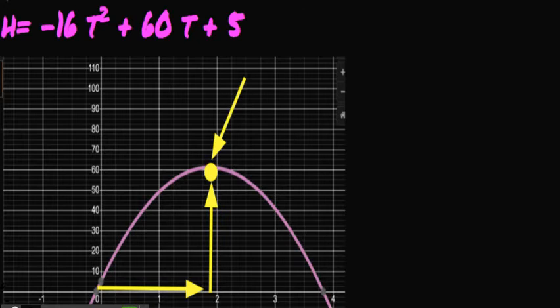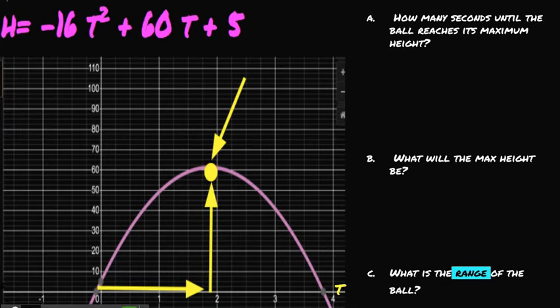So what type of questions will we be asked with this? Here's our graph again, and there's our quadratic at the top. The questions you'll be asked are, part A, how many seconds? That's here along the t-axis, or the x. It's really just asking for the x coordinate of the vertex.